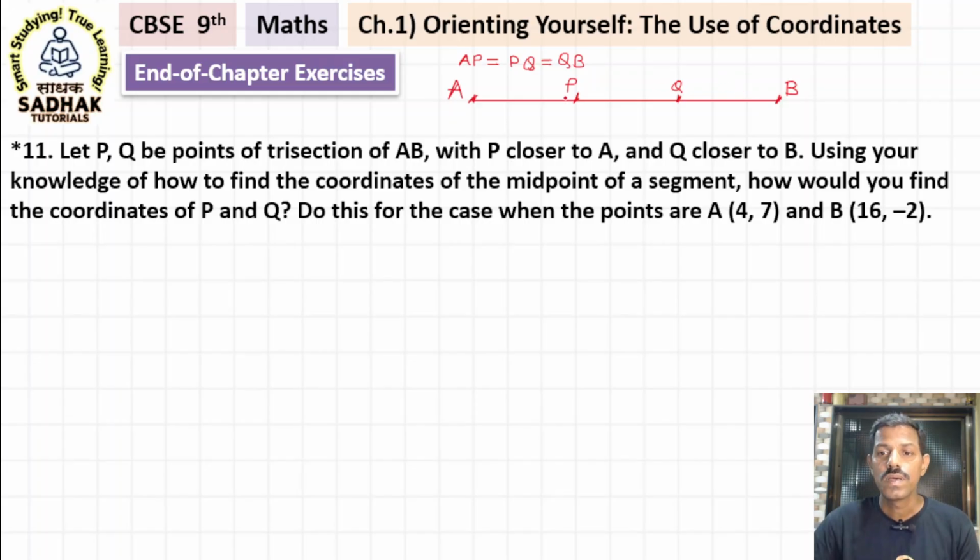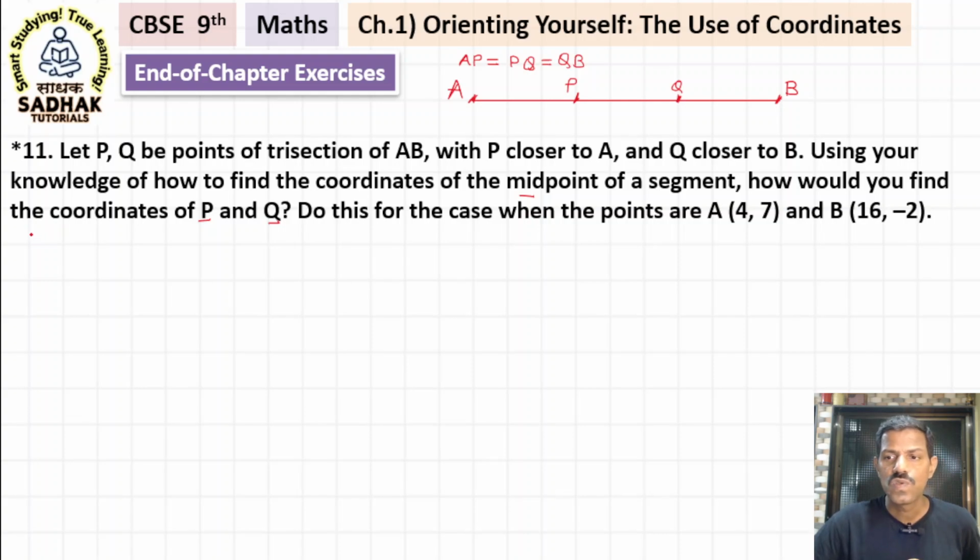Now what are they asking us to do? Using our knowledge of how to find the coordinates of the midpoint of a segment, we have to find out the coordinates of P and Q. How will we find them out? We have to derive the formula. So for deriving that formula, we have to use the knowledge of how to find the midpoint. Now we know that for finding out the midpoint, we take the average of the endpoints. Fine. So let us go about solving this.